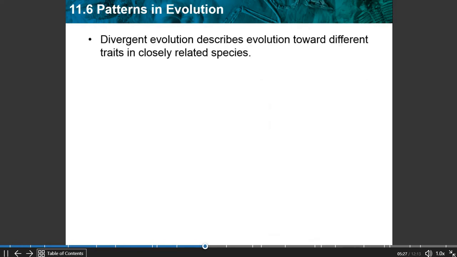Divergent evolution is where you end up having evolution towards different traits in closely related species. This is what would give rise to homologous structures. It's saying that the organisms are going to branch out or split from one another, and they're going to continue to divide because of the environments that they're in. They're going to develop adaptations to be best suited for those environments.